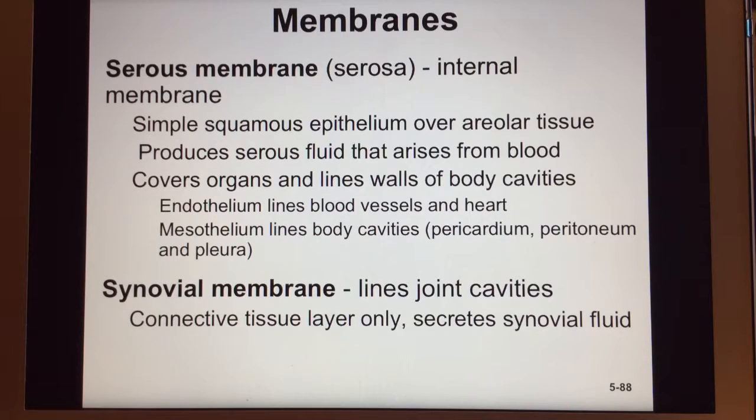Serous membranes are internal membranes, and they are made of simple squamous epithelium over areolar tissue, and that produces serous fluid. And this covers our organs, lines the walls of the body cavities, and we see it throughout the body. And then a synovial membrane, we're going to see when we study joints. They line the joint cavities and secrete a synovial fluid, which we need in our joints to cushion.